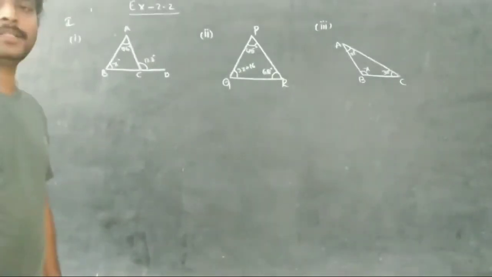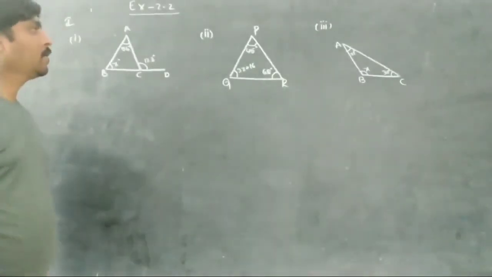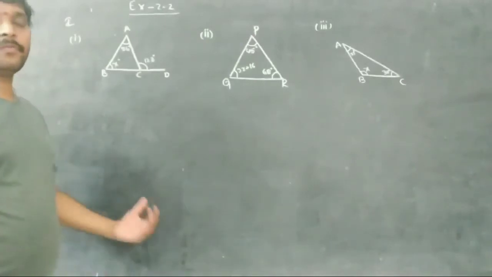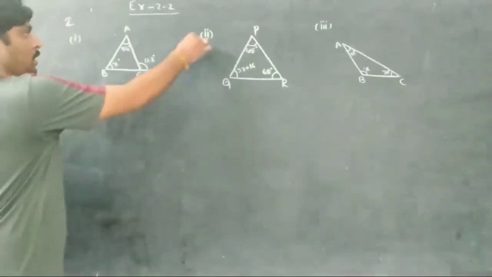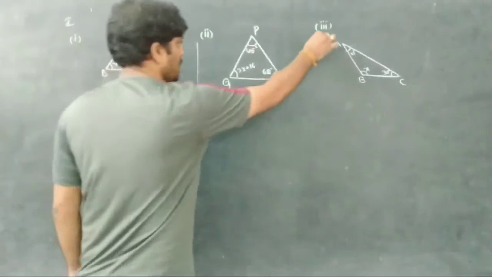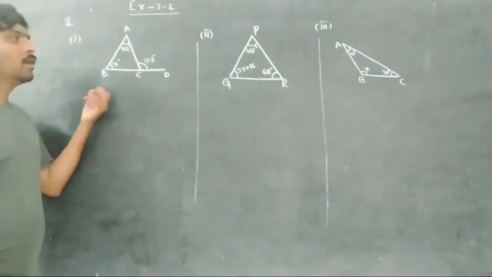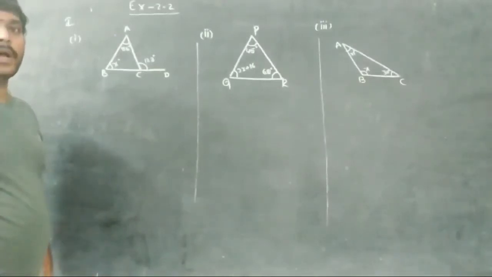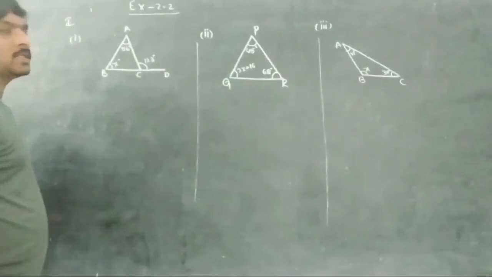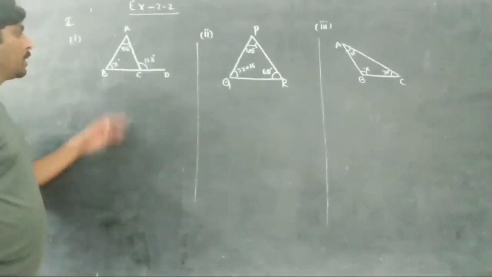Now exercise 2.2, first bit: find x from the following figures. Here they are actually given 5 figures, and I took only 3 figures. First we will discuss these 3 figures, and after that we have to discuss the remaining ones. Okay, anyway, we have to see the figure and find x.